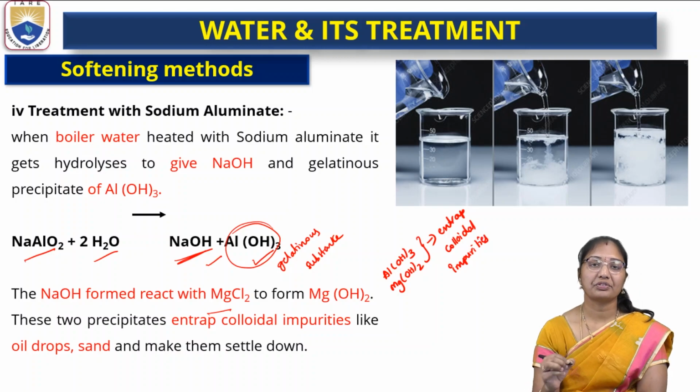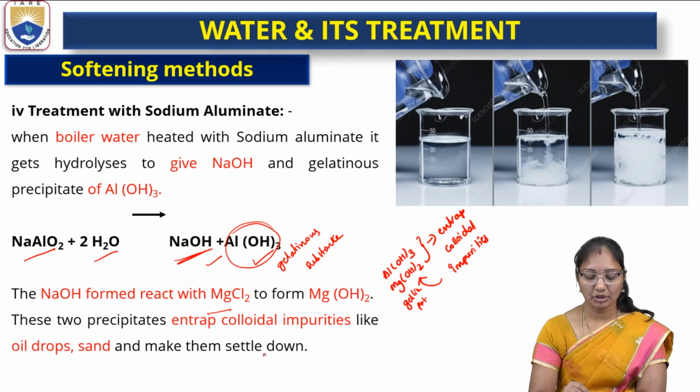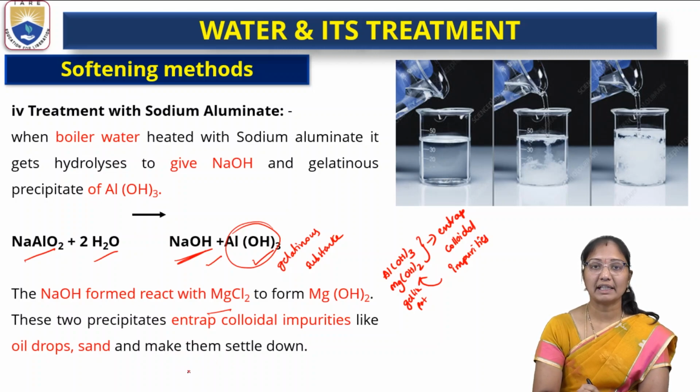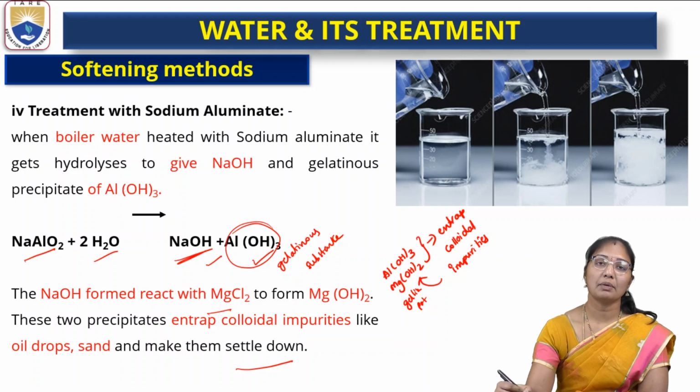like oil drops, sand, etc. These can be entrapped in this gel-like precipitate, which can be easily removed as it settles down. It can be removed through filtration or by pumping out the top layers of water.